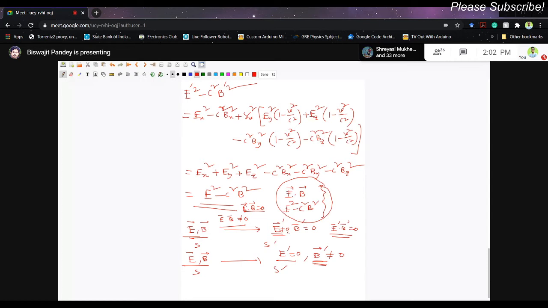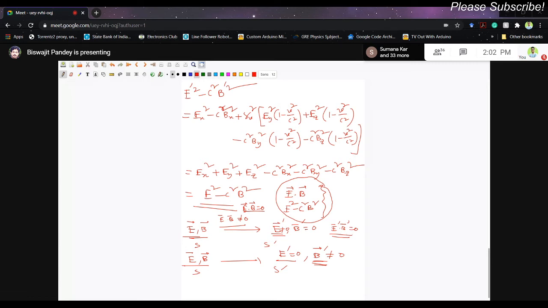On the other hand, in this frame, I have a zero magnetic field, but a non-zero electric field. The dot product, even though the angle may not be the same, because there is no magnetic field, there is no question of any angle. Since one of the two quantities is zero and the other is non-zero, the dot product must be zero. So that condition is satisfied.